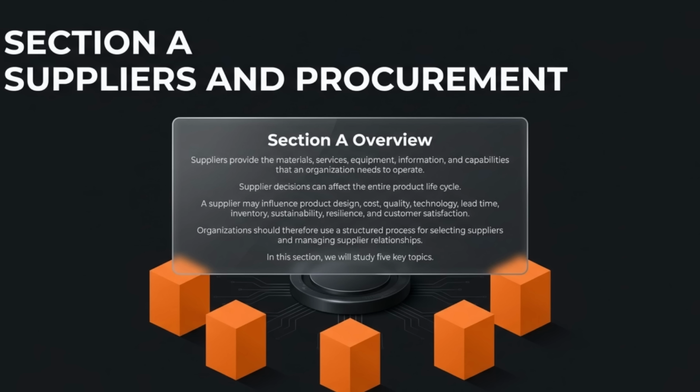Supplier decisions can affect the entire product lifecycle. A supplier may influence product design, cost, quality, technology, lead time, inventory, sustainability, resilience, and customer satisfaction. Organizations should therefore use a structured process for selecting suppliers and managing supplier relationships. In this section, we will study 5 key topics.